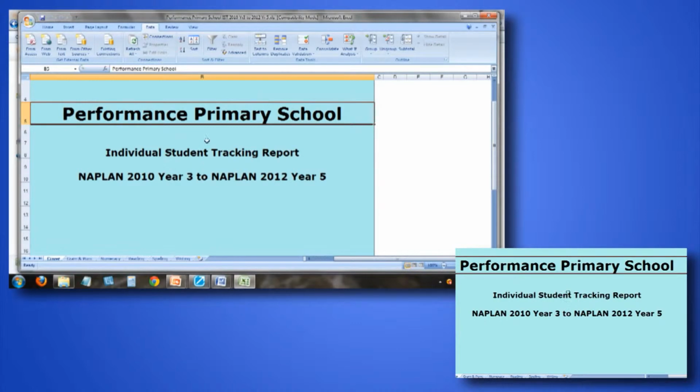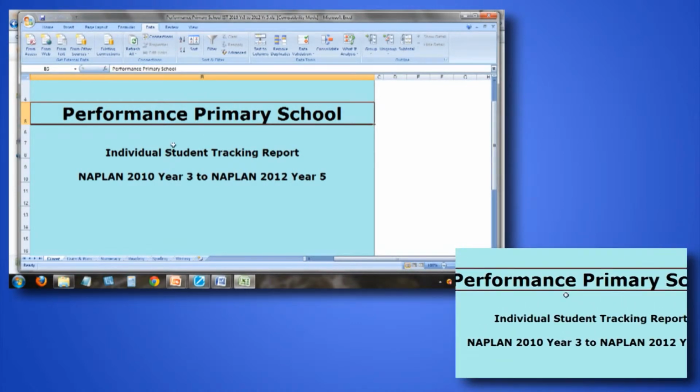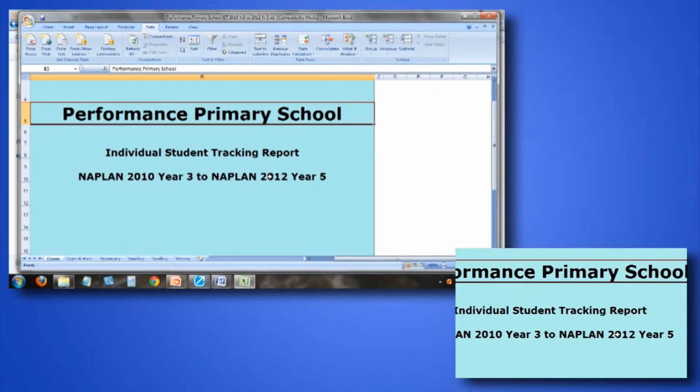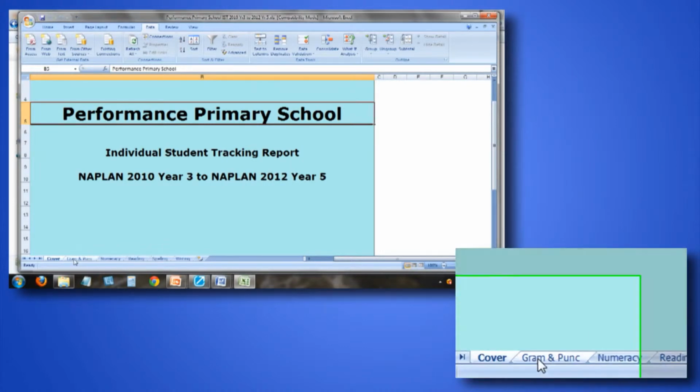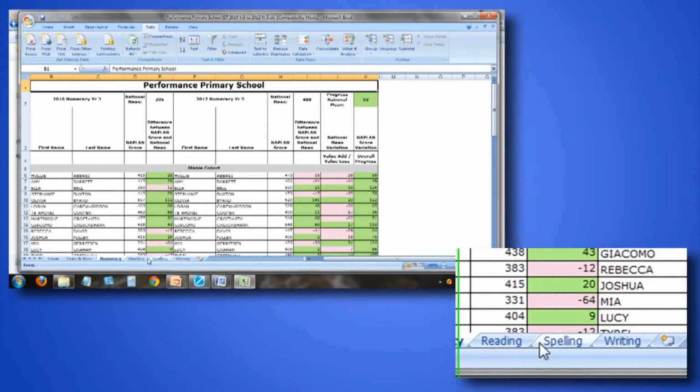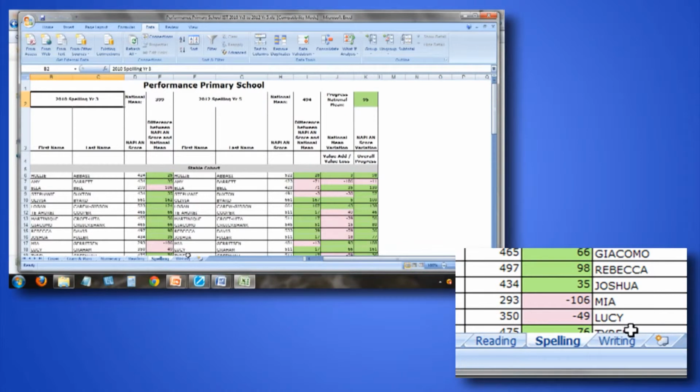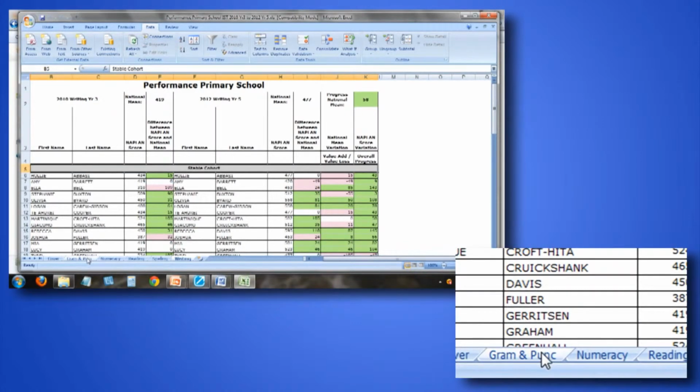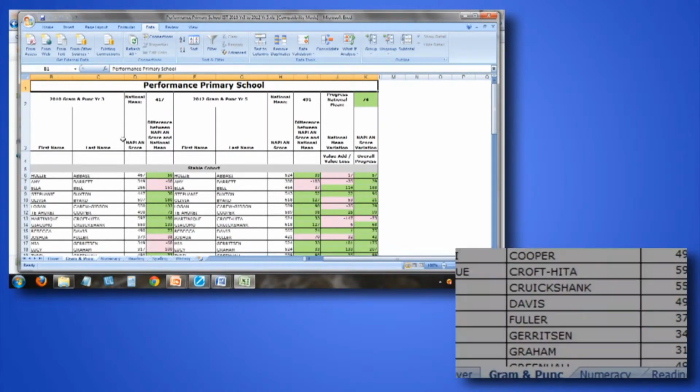We start off with our school name being Performance Primary School, and the cohort is from the 2010 Year 3s to 2012 Year 5s. Along the bottom is the assessed areas, and we will look at the grammar and punctuation.